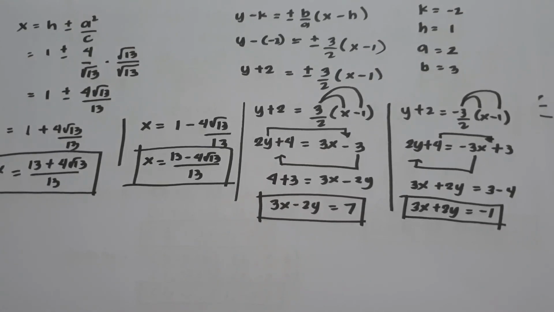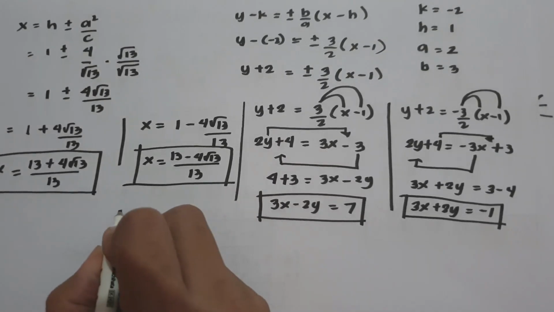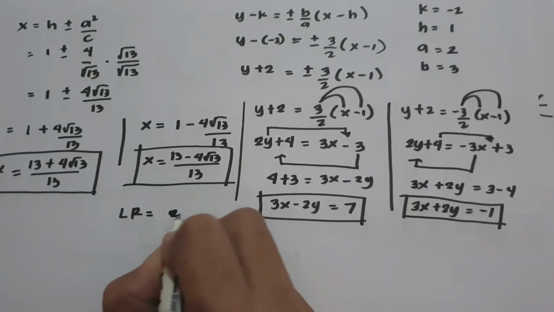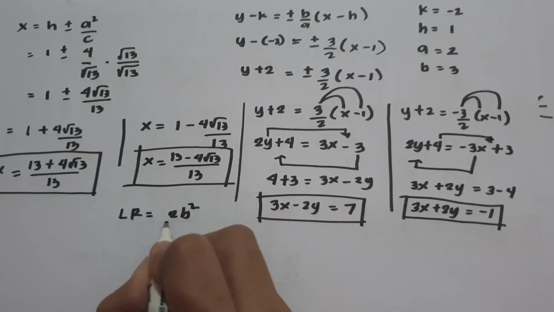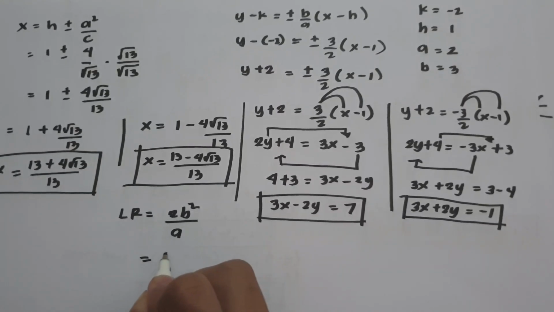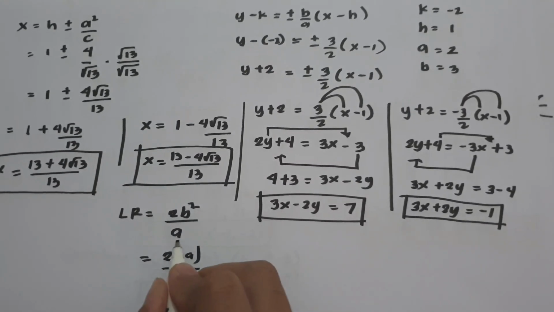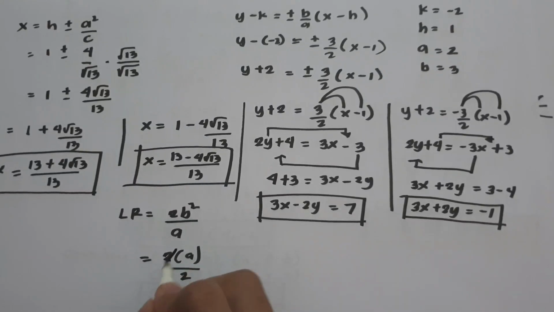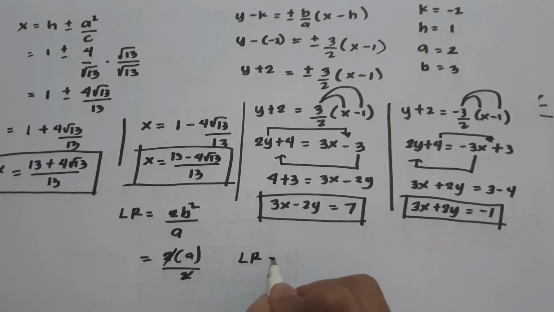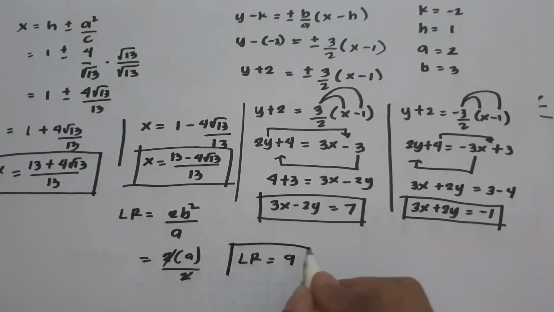And to find the length of our latus rectum, let us have the length of the latus rectum equals 2b squared over a. So we have 2, and the value of b squared, that is 9, and then the value of a, that is 2. So we can cancel this one. So the length of our latus rectum, that is 9, and this will be our answer.